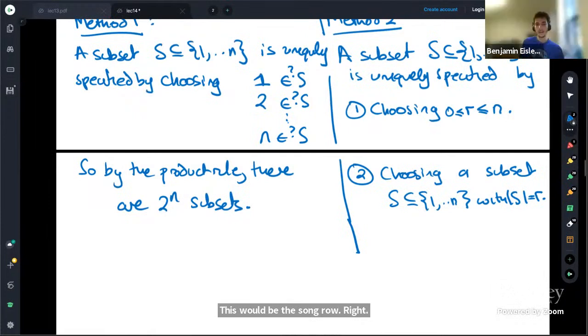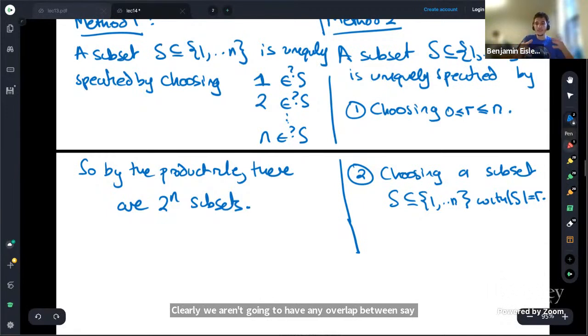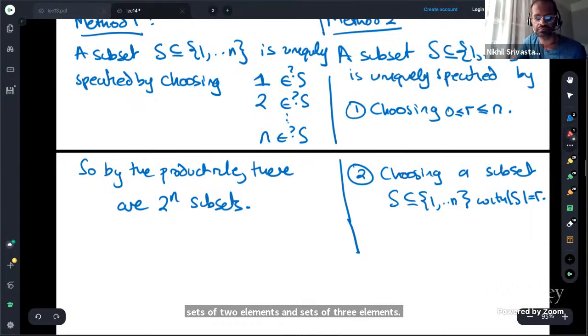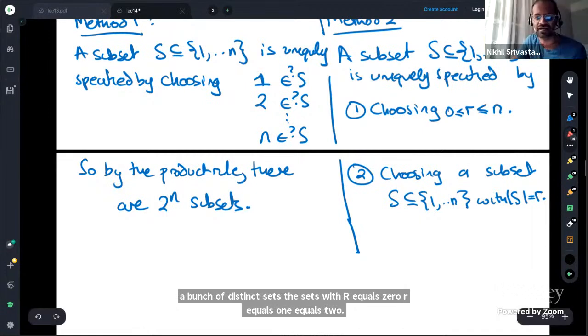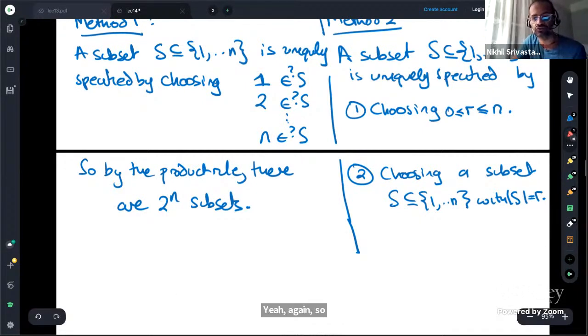So we notice that once we choose R, for any two particular values of R, clearly we aren't going to have any overlap between, say, sets of 2 elements and sets of 3 elements. They're just completely different things. So we've got a bunch of distinct sets, the sets with R equals 0, R equals 1, R equals 2. Great, that's a great explanation. So once you choose R, these are all disjoint families of subsets.